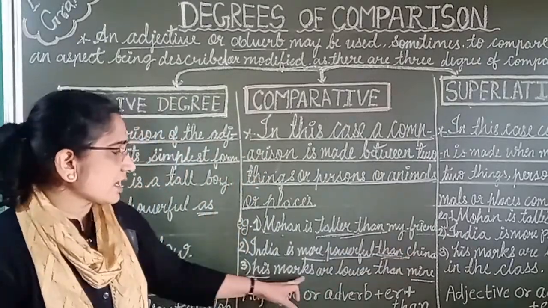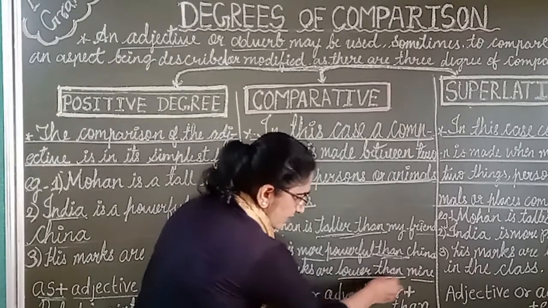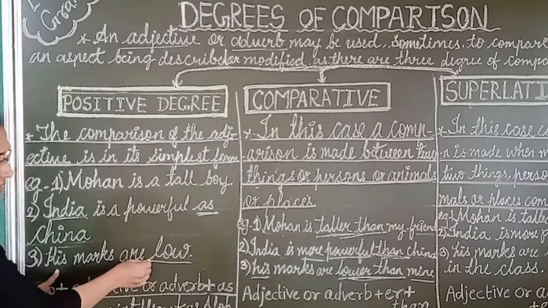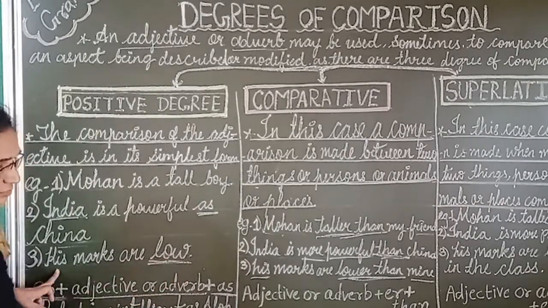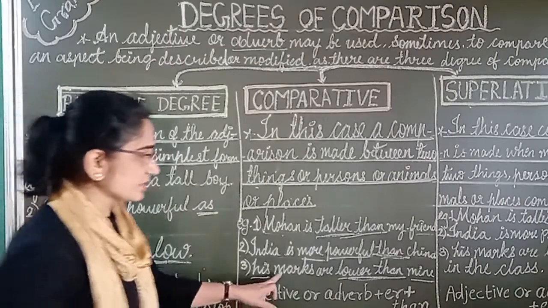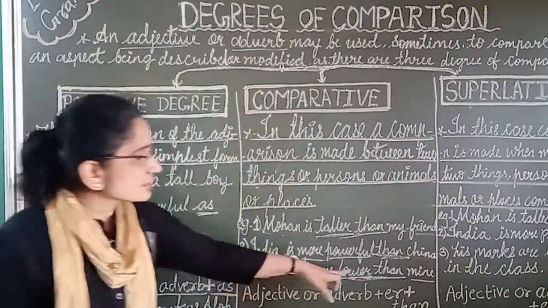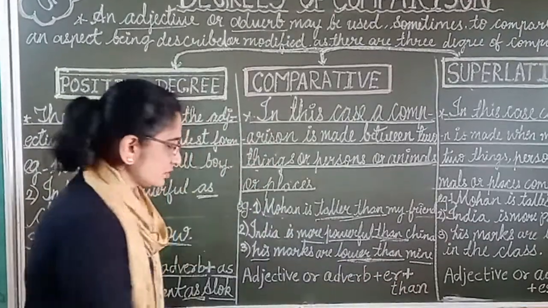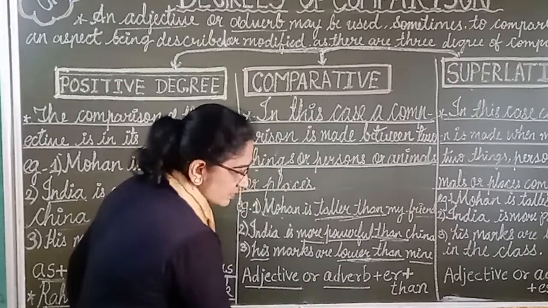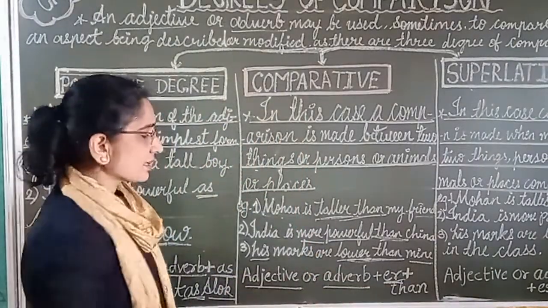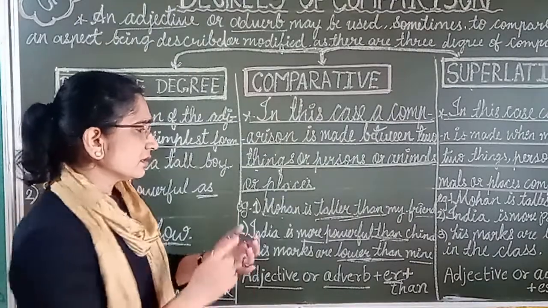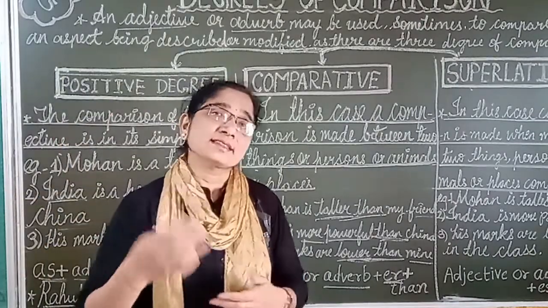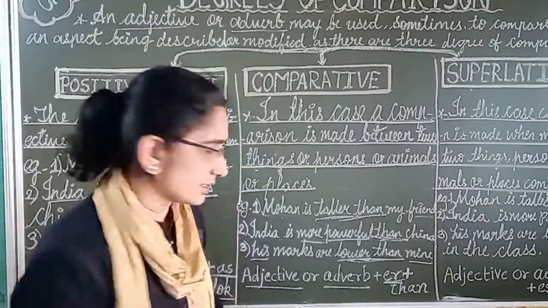And next one, his marks are lower than. Here the same sentence: his marks are low, a simple sentence in the positive. The low is an adjective, either adjective or adverb, which is compared, that means er is added. His marks are lower than mine. Here adjective or adverb plus er plus than must be used in the comparative. Er means adjective low, lower, tall, taller. Beautiful, more beautiful, like that way, more and most should be used, that I will tell you later.